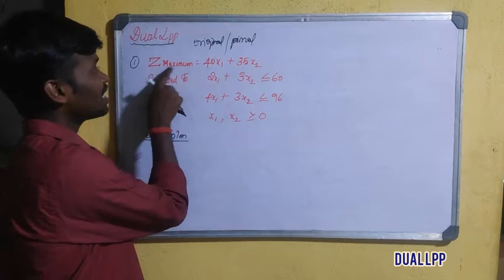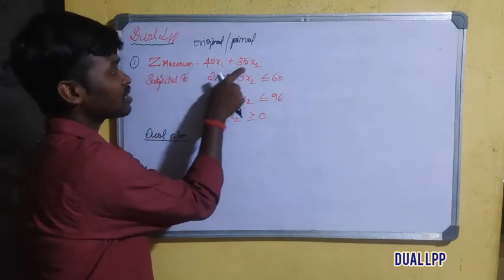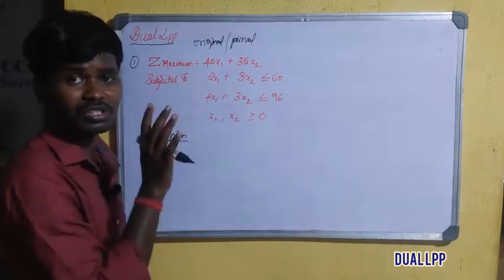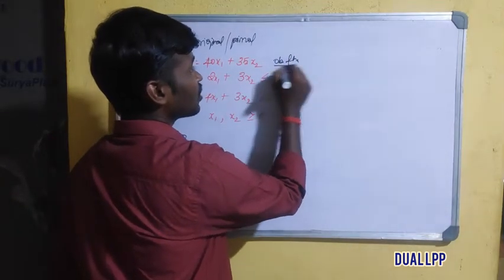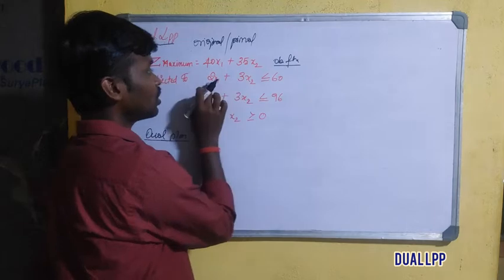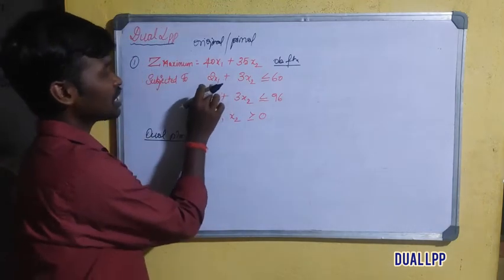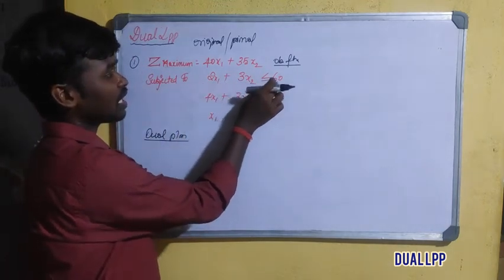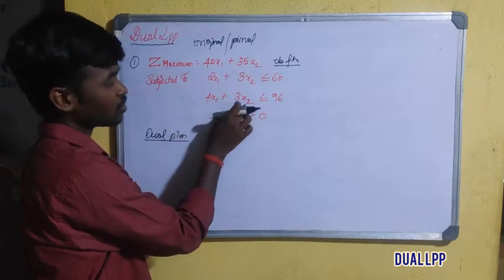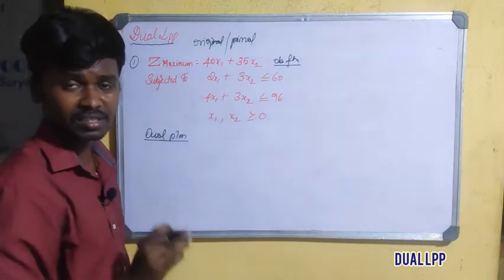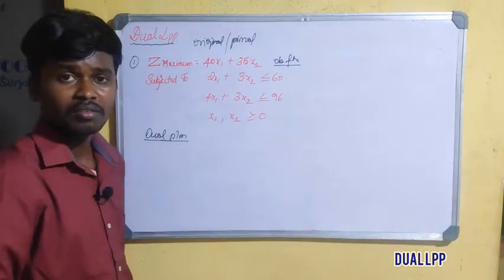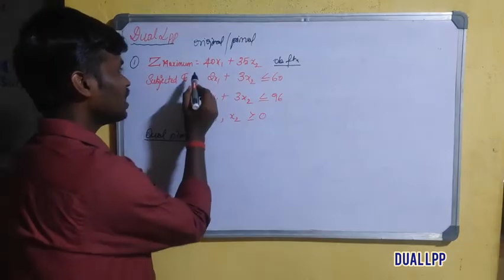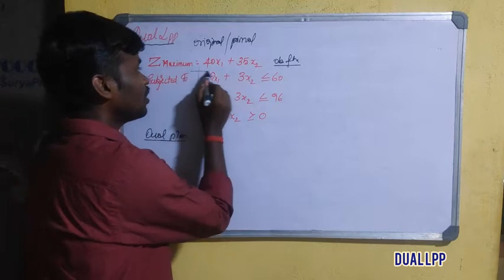Ultimately, the objective function is maximize Z = 40x1 + 35x2, subject to the constraints 2x1 + 3x2 <= 60 and 4x1 + 3x2 <= 96. These constraints will become the variables, in a simple way.